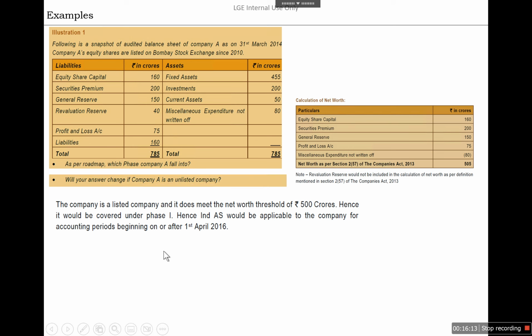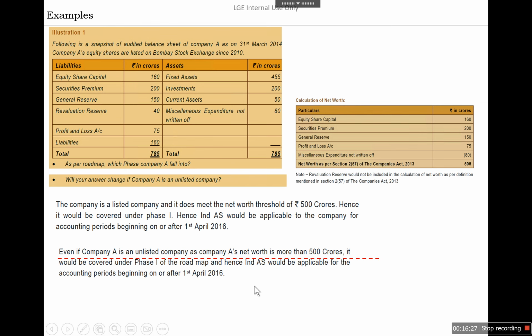The next question is, will your answer change if company A is an unlisted company? Here, even though the company is unlisted, the net worth is more than 500 crores, so the answer will not change. Even if company A is unlisted, its net worth is more than 500 crores, so it will be covered under phase 1 only.